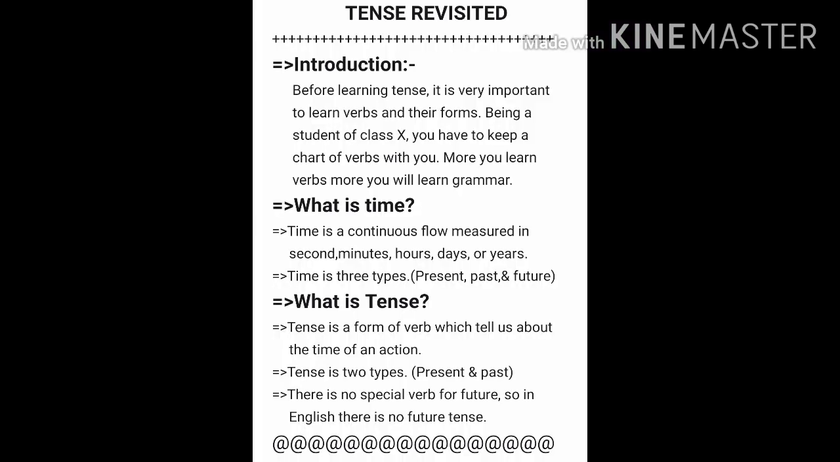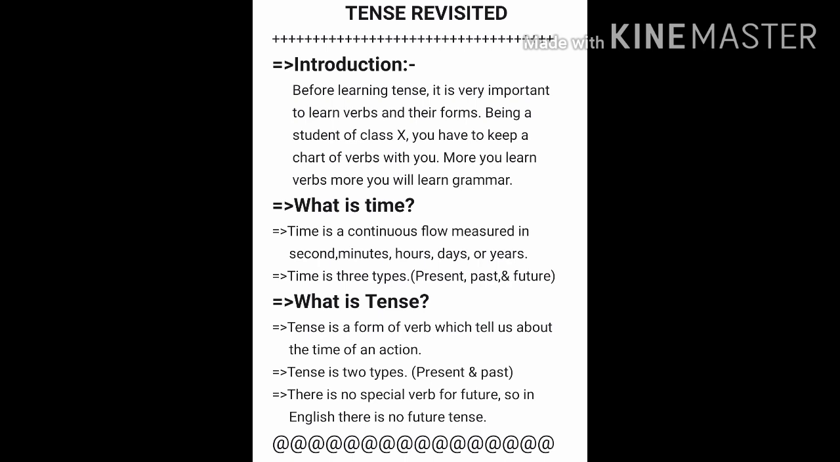Before learning tense, it is very important to learn verbs and their forms. Being a student of class 10th, you have to keep a chart of verbs with you. The more you learn verbs, the more you will learn grammar.